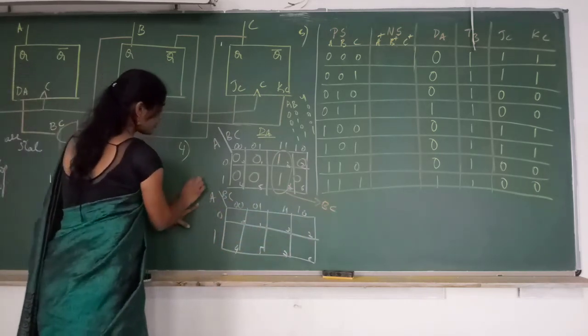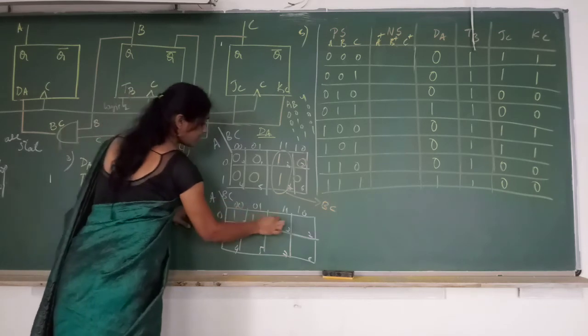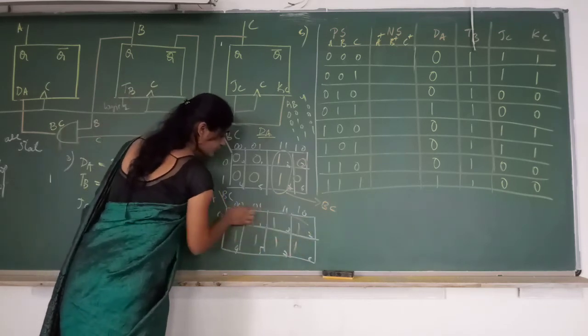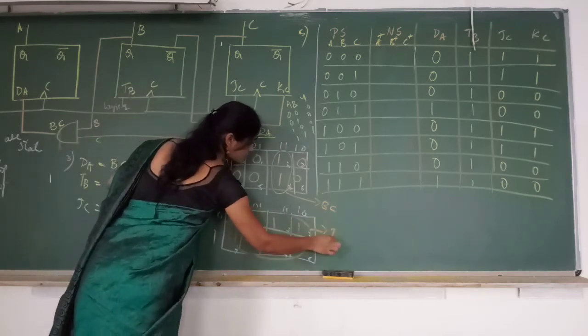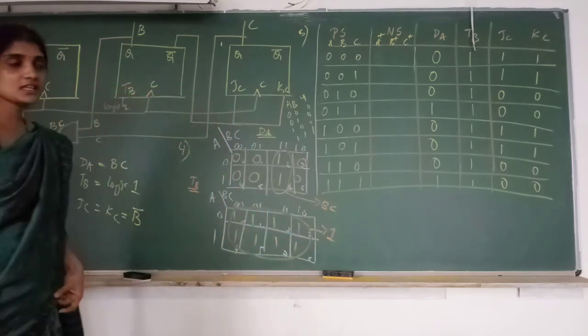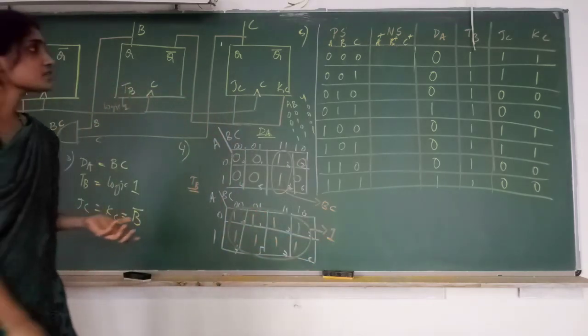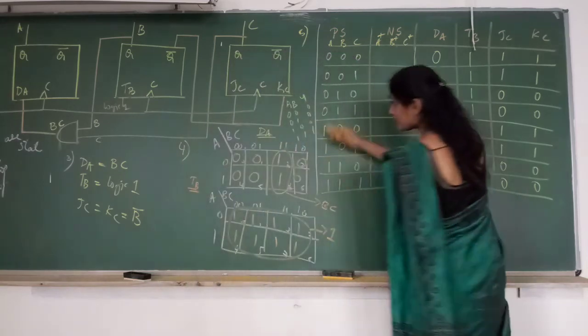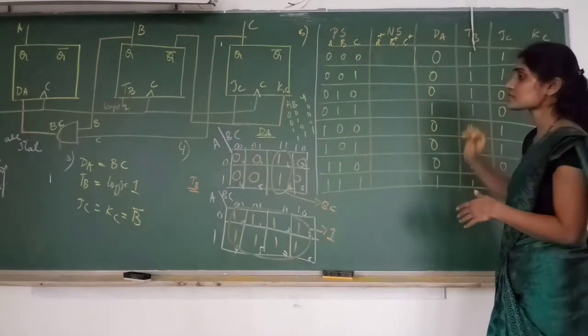Next, let me write it for TB also. TB is logic 1: 1 1 1 1 1 1 1 1. So if you group all the 8 cells, what is the equation? You get 1. Same way you can write for JC and KC and you can just check. Okay, so that completes the fourth step.